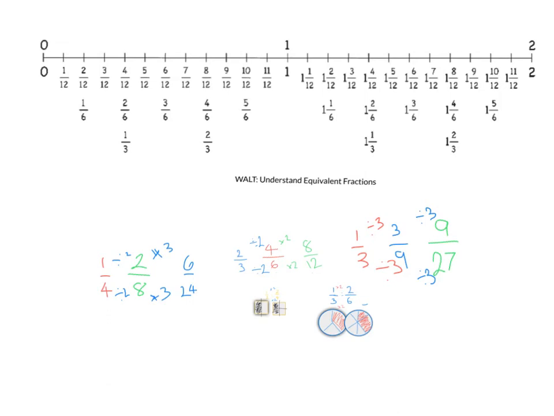Now you can clearly see that 1/3 is equivalent to 2/6, and 2/6 is equivalent to 4/12, because when you multiply 1/3 by 2, 1 times 2 is 2 and 3 times 2 is 6. Similarly, 5/6 is equivalent to 10/12, because when you multiply 5 by 2, you get 10, and when you multiply 6 by 2, you get 12.